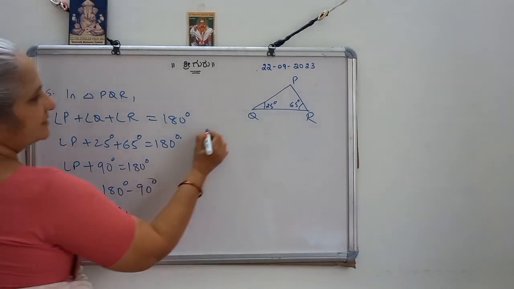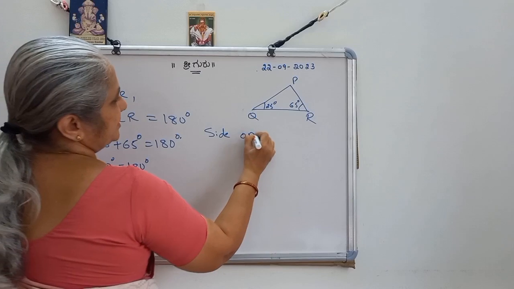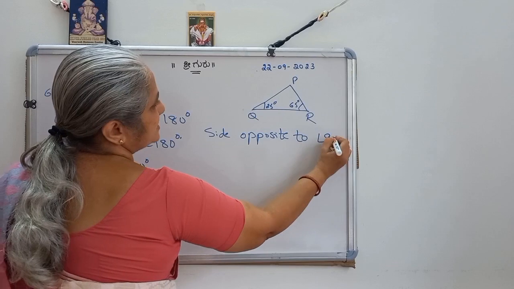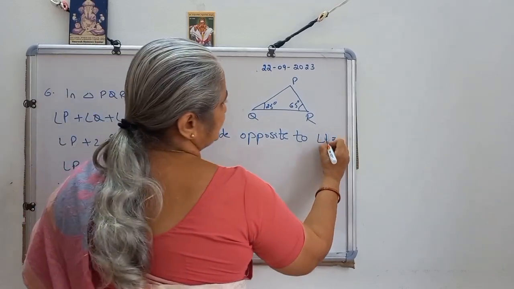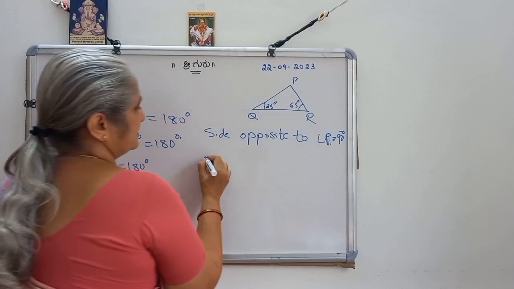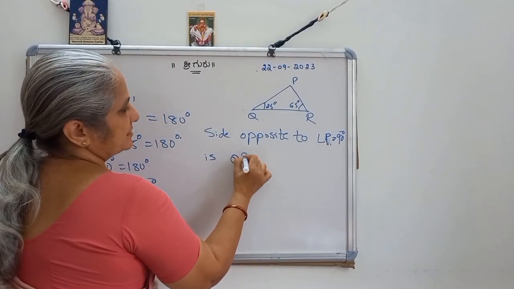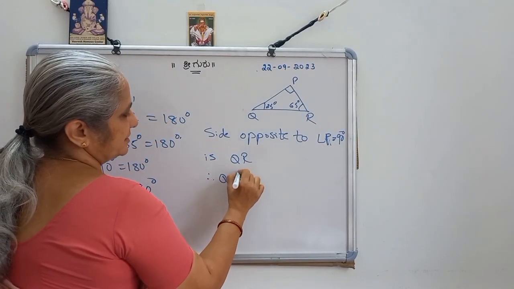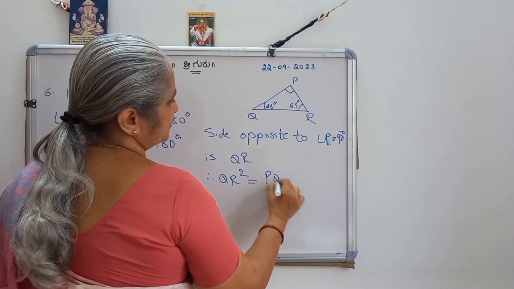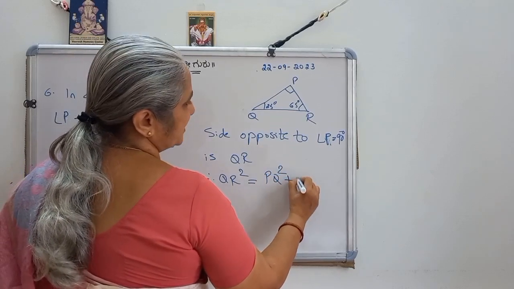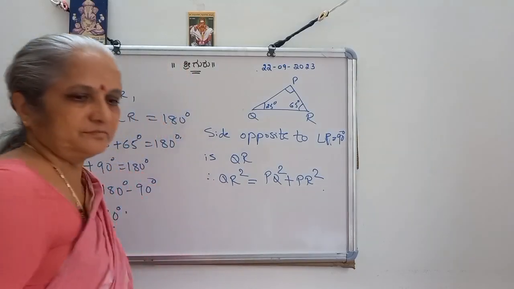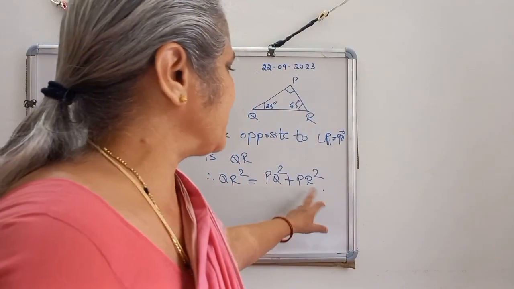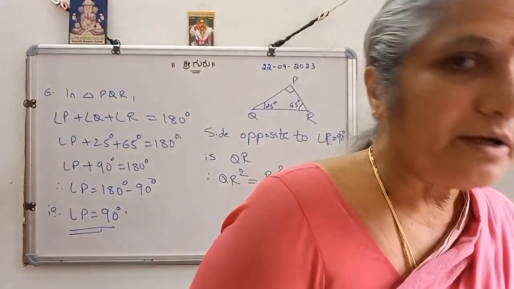So, the side opposite to angle P, which is 90 degrees, is QR. Therefore, QR square is equal to PQ square plus PR square. The second option, QR square is equal to PQ square plus RP square, is the true option.